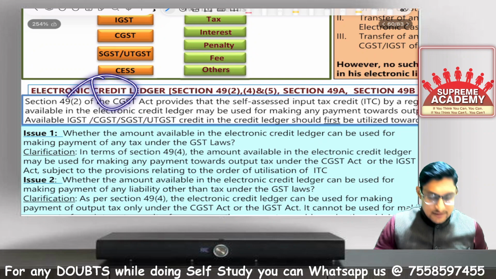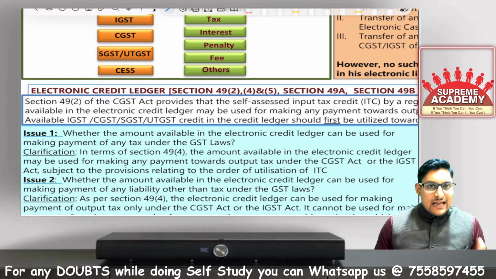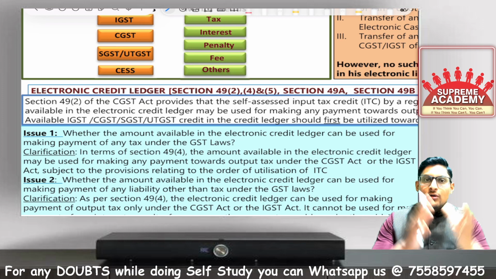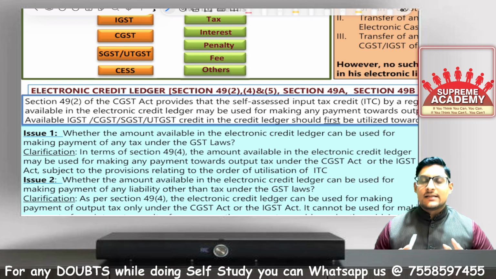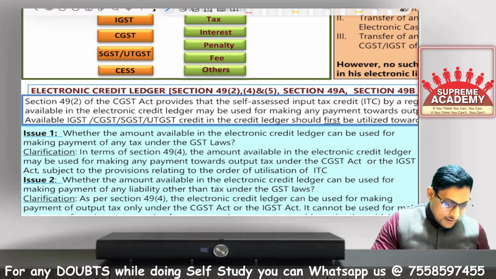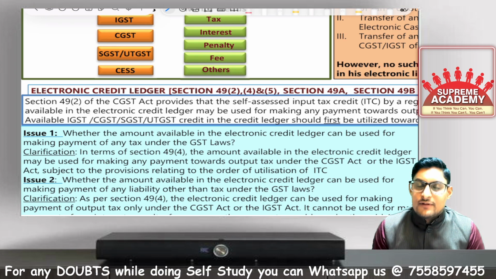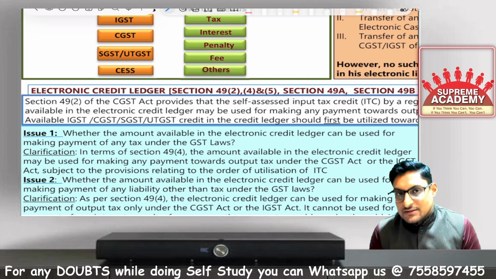Now credit ledger. What do you mean by electronic credit ledger? Sir, electronic credit ledger will be a whole balance of input tax credit available to the taxpayer. Yes, it will be a ledger which will show you how much credit balance you have that you can utilize while making payments.